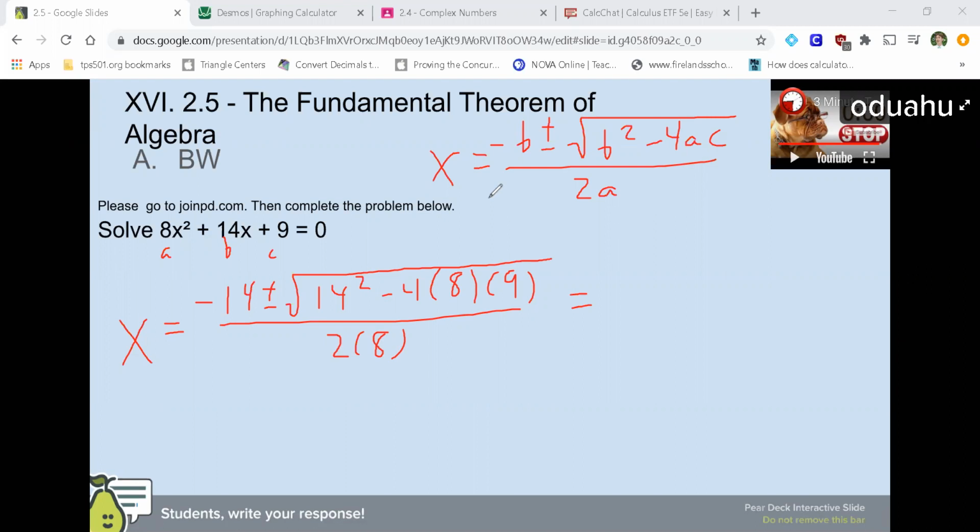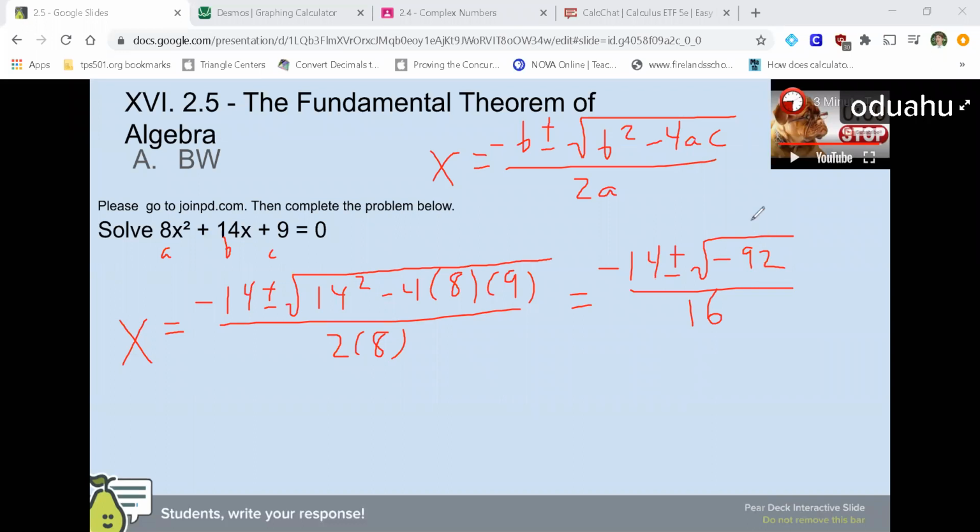And then you use a calculator to find the radicand, the part under the square root. So if you do 14 squared minus 4 times 8 times 9, you get negative 92. And the denominator, 2 times 8, is 16. Now this is the part where in the past you may have just said, okay, I can't square root negative 92, that means no solution. But now we know better. That means we just have a complex solution.